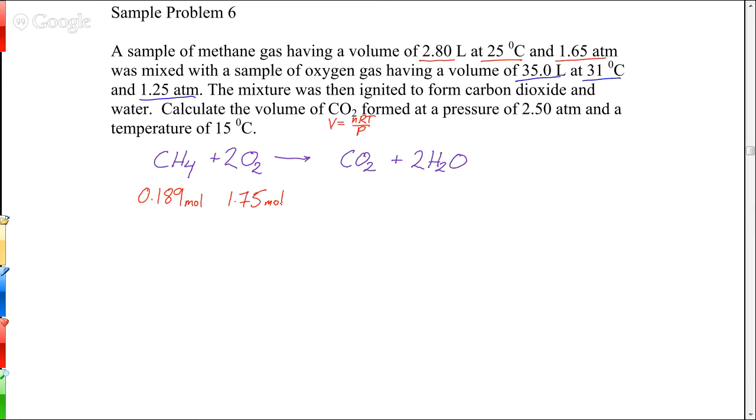All right. So which of those two numbers should we use to calculate the moles of carbon dioxide formed? Yeah, so which one's the limiting reactant? Okay. The methane, how do you know? There should be only 2 oxygens for every 1 methane, and there's a lot more than 2 oxygens. Yeah, we need 2 oxygens for every 1 methane, which means we need twice as many moles. Twice 0.189 is way less than 1.75.